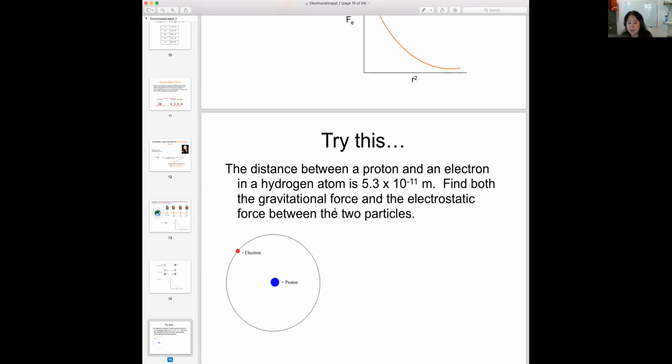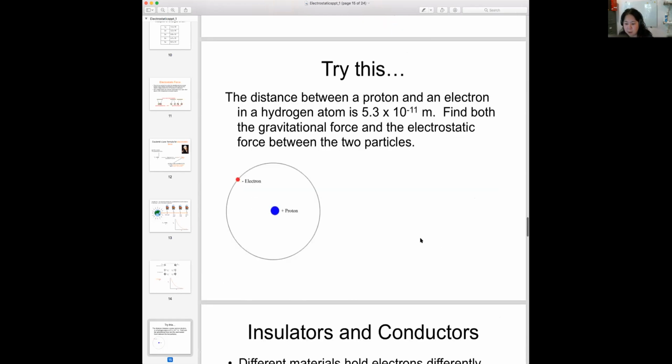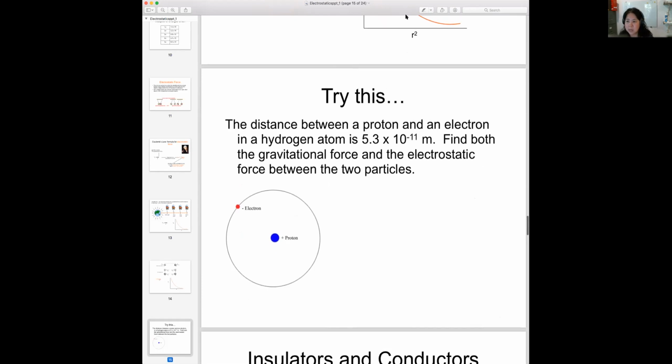And here in this slide, it says that the distance between the proton and electron in hydrogen is about 5.3 times 10 to the minus 11. We actually don't need to know the distance, and I'll show you. You don't have to be able to do this one. I just want you to see how we can compare it. So I'm going to show you on the whiteboard here.